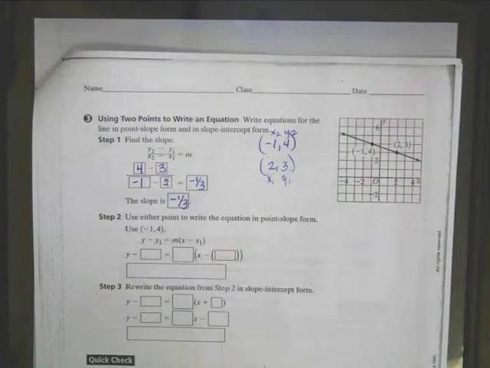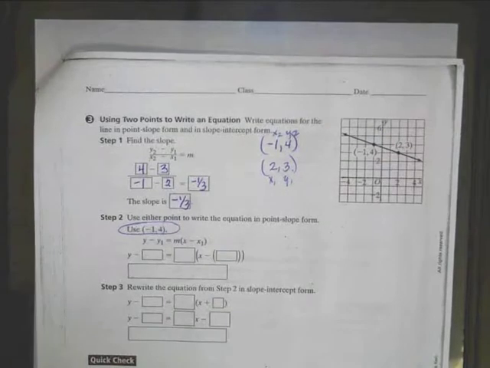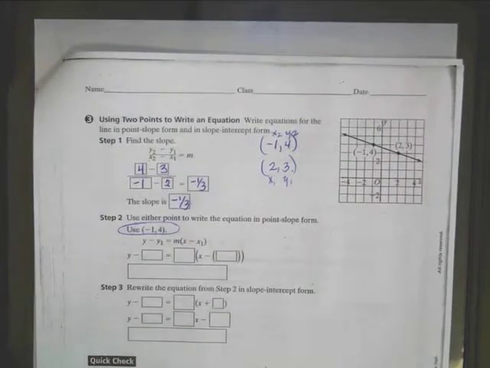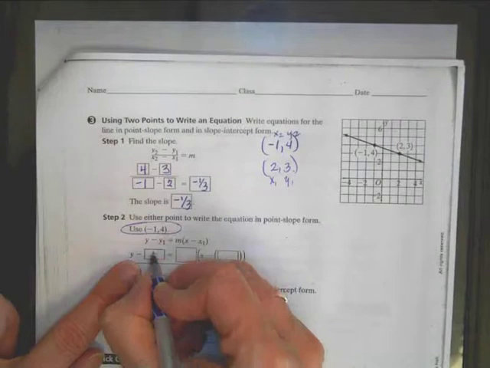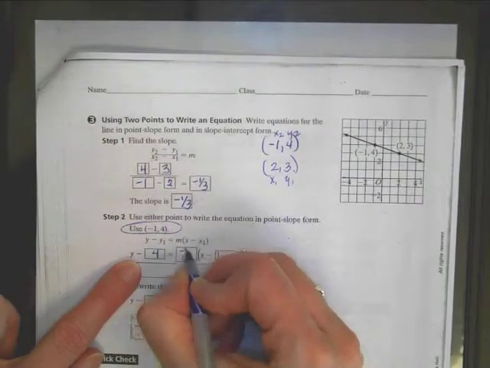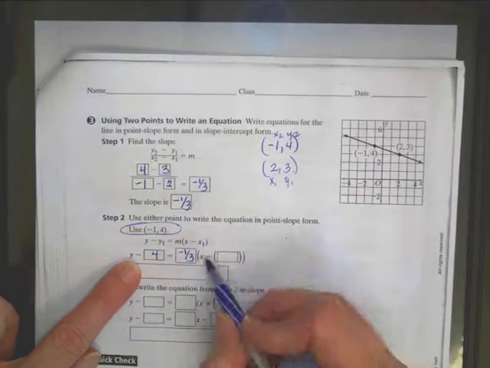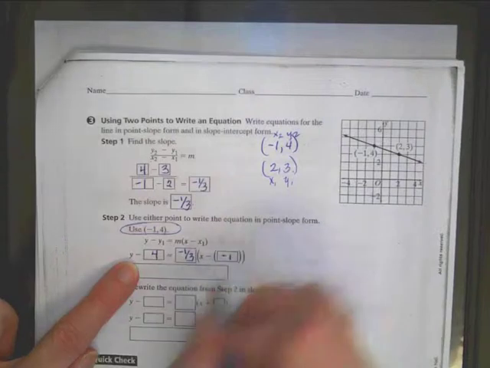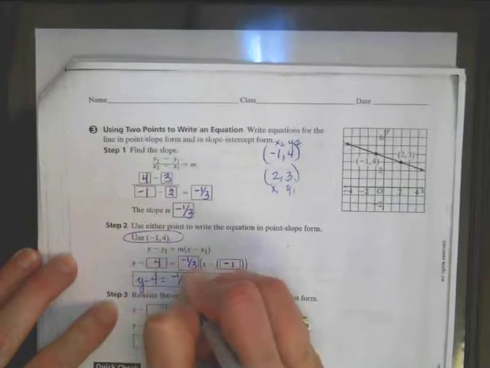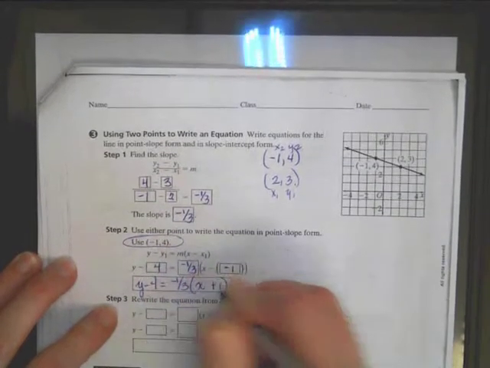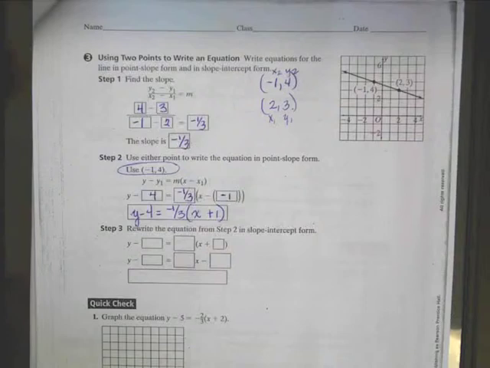Now I can use either point to write the equation in point-slope form. Since they've set up our example for us, they've asked us to use negative 1, 4. If you are doing this on your own, you have that choice. So I'm going to substitute in: y minus 4 is equal to negative 1/3, the slope that I found up here, times the quantity x minus negative 1. So this is going to be y minus 4 equals negative 1/3 times the quantity x plus 1. I'm going to simplify minus negative to plus 1.